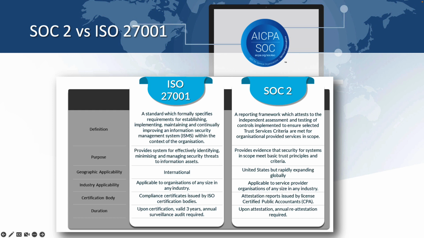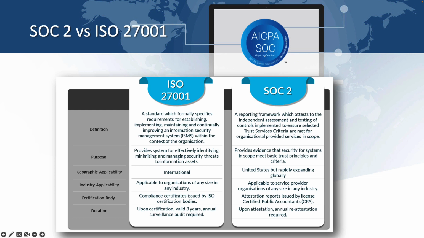So first of all, the applicability. SOC 2, as we said, is a framework regulated and maintained by the American Institute of CPAs. So the geographic location is mainly the USA, but it's of course exponentially expanding across the whole world. However, ISO 27001 is an international standard. From the definition perspective, ISO 27001 is a standard which formally specifies requirements for establishing, implementing, maintaining and continually improving an ISMS within your organization.